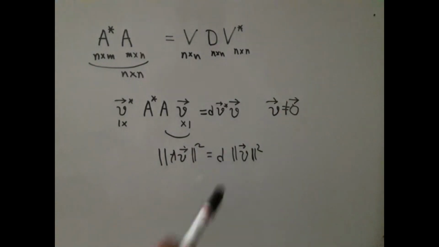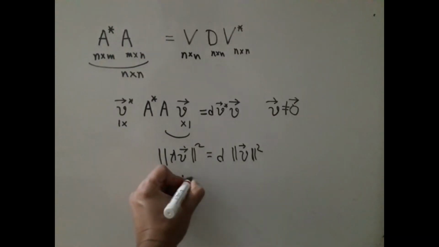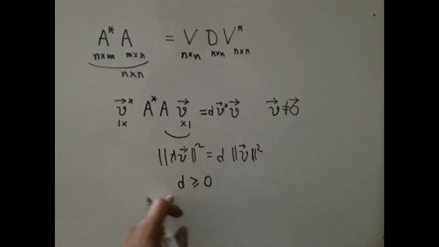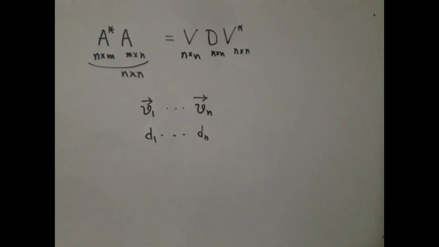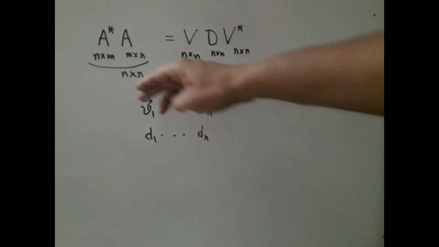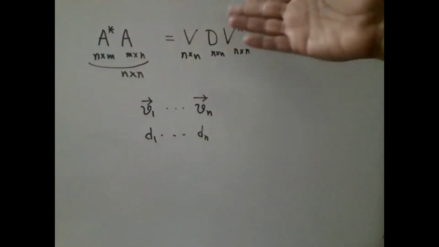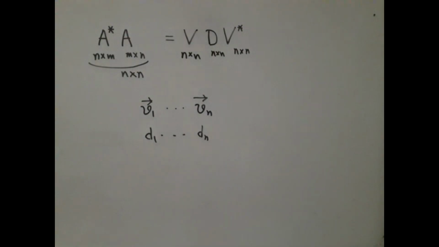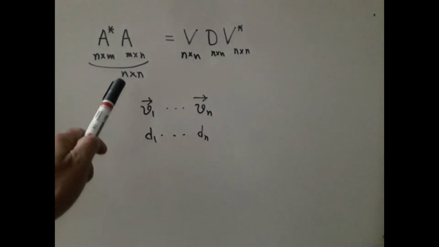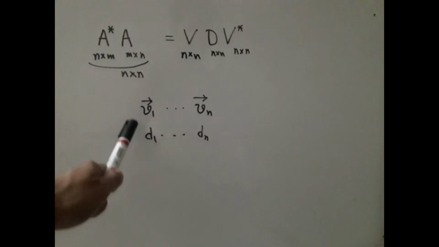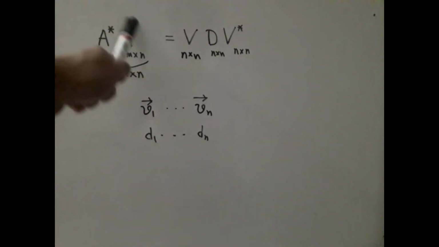So D is greater than or equal to 0. So this forces that D is greater than or equal to 0. It could be 0, or it is strictly positive. Now, if I write down all the diagonal entries as D1 to Dn and all the columns of V as this, then we know from spectral decomposition that this is an eigenvector corresponding to this eigenvalue for the matrix A star A.